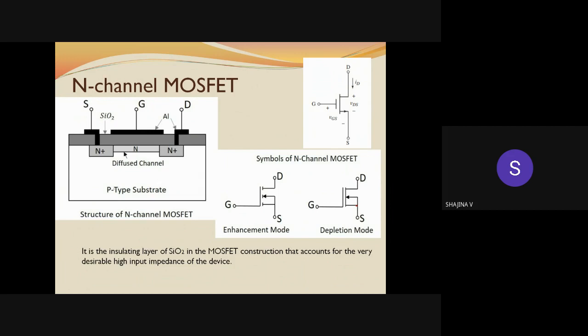You will be having a P-type substrate. Substrate means upon which the component is fabricated. Okay, it will be silicon material, and you will be having two heavily doped N regions, that is shown as N plus. Two heavily doped N regions, and there will be a channel between these two regions. These heavily doped N regions act as the source and drain regions. We can say these are source and drain.